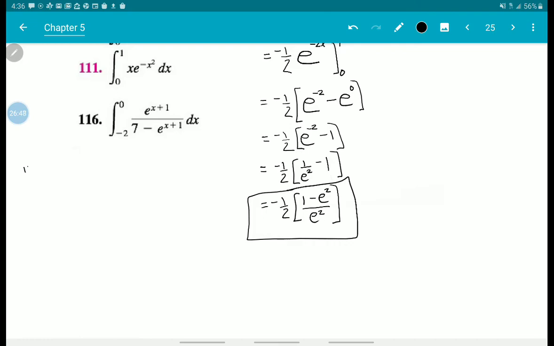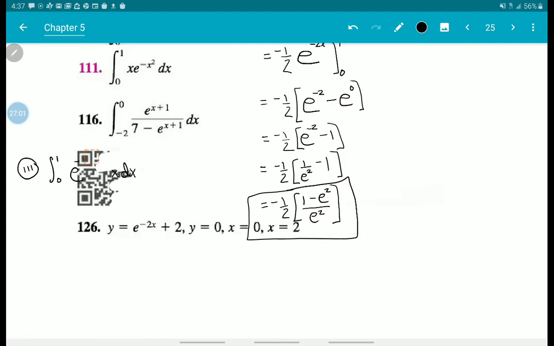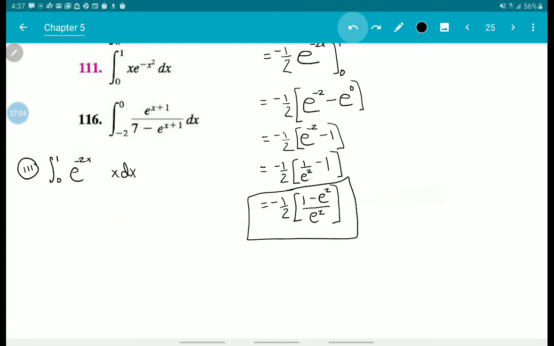Let's look at 111. I'm going to reorder this. This is e to the negative 2x times x dx. E to the negative x squared.